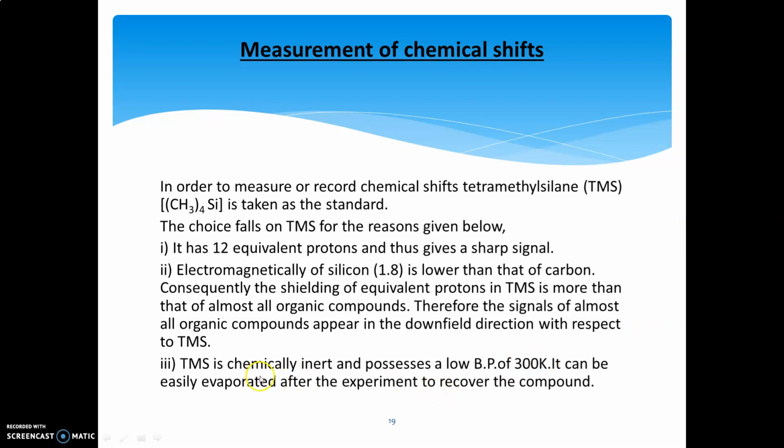Third one is TMS is chemically inert and possesses a low boiling point of 300 Kelvin. It can be easily evaporated after the experiment to recover the compound.